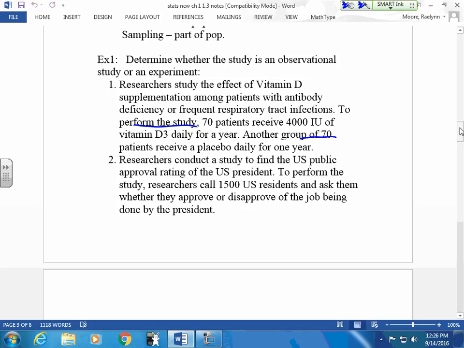Okay. Experiment. We're actually administering something. This is my control group. This group of another 70 patients that have all the same characteristics as my 70 patients from my study are given a placebo for a whole year. And we look at the difference between them and see what's happening. And vitamin D is not unsafe to give to people.